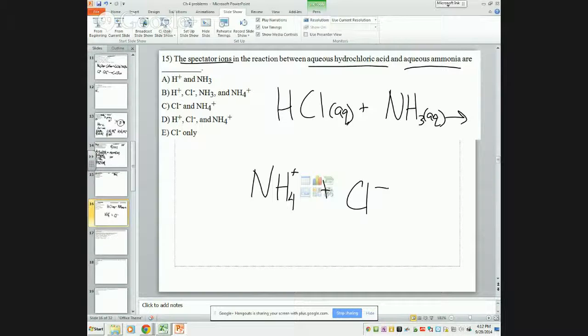All right, well, we want the spectator ion. Well, if HCl is aqueous, we know it's a strong acid. It's really an H+ and a Cl minus. So what changed? Well, I can tell you this chlorine didn't change. It was a Cl minus and it ended up as a Cl minus. So we know that's got to be it. If we take a look at hydrogen, it ended up covalently bonding to NH3 to give us NH4. And the NH3 was also involved. It changed, so it's not a spectator ion.